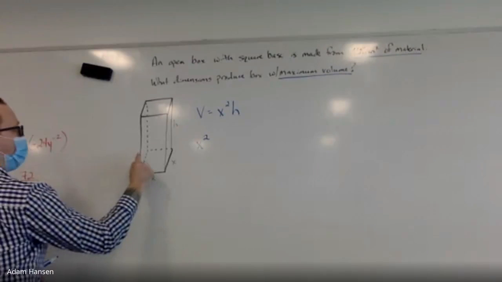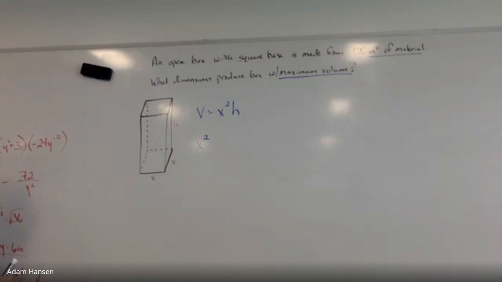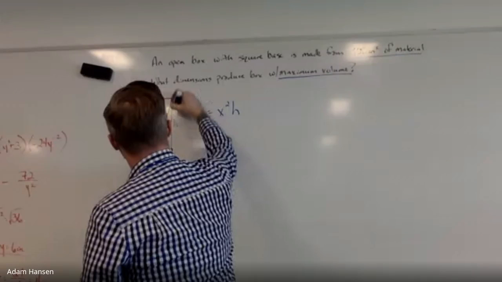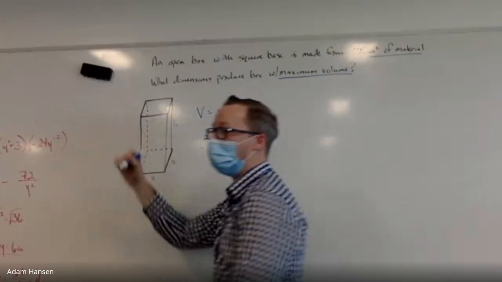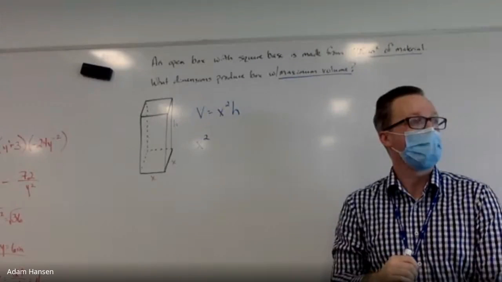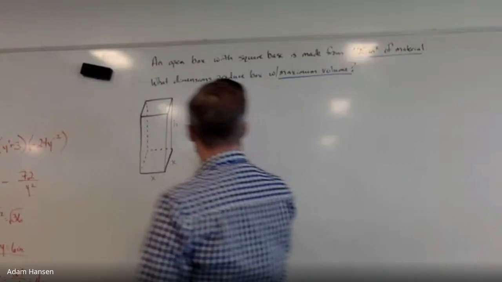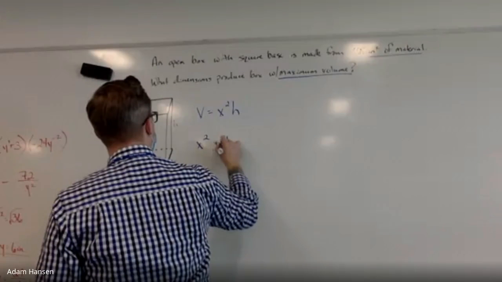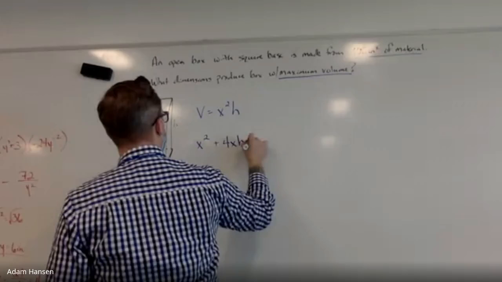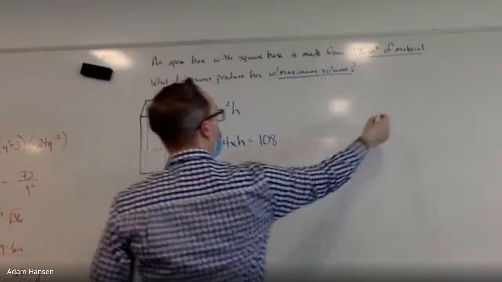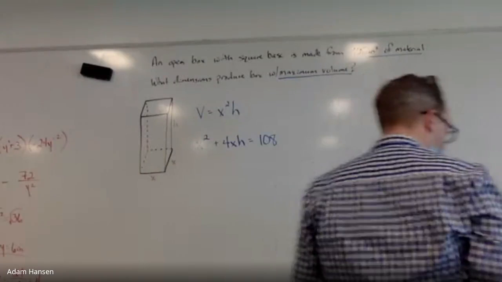Okay. How about the 4 lateral sides, the front, the back, the left, and the right? They're all the same size. They have all the same area. All 4 lateral sides have what area in terms of x and h? Right. It's x times h for this side, but there's 4 different sides that have that same area. So 4xh. It's got to be 108. So we've got that checked off.